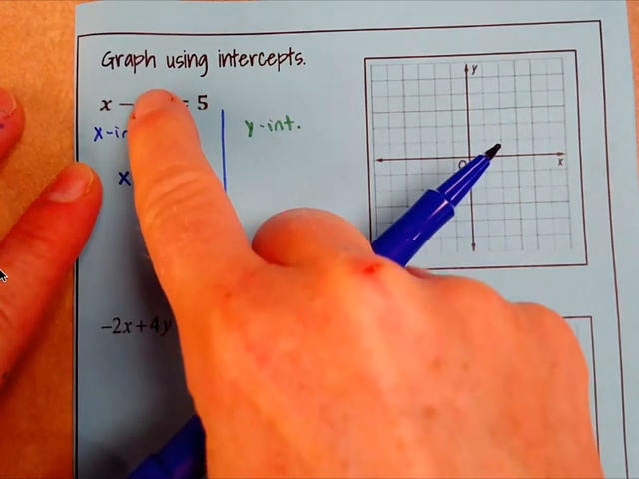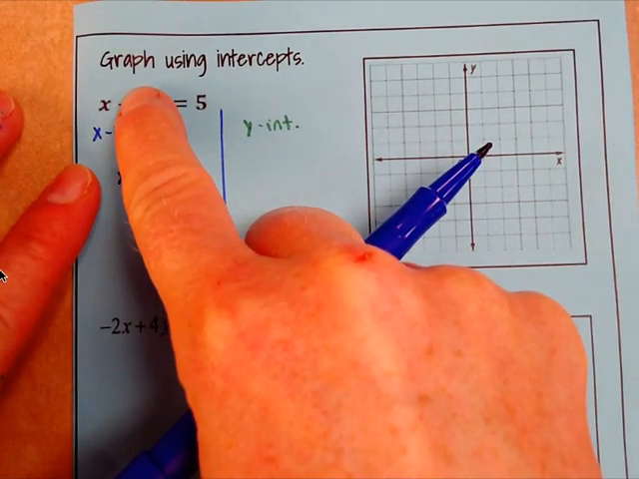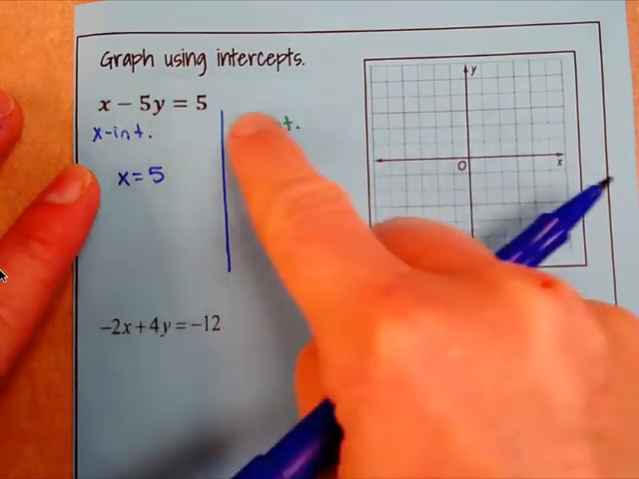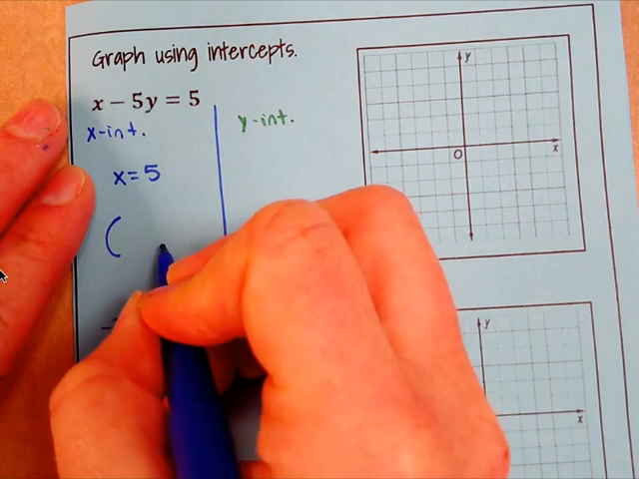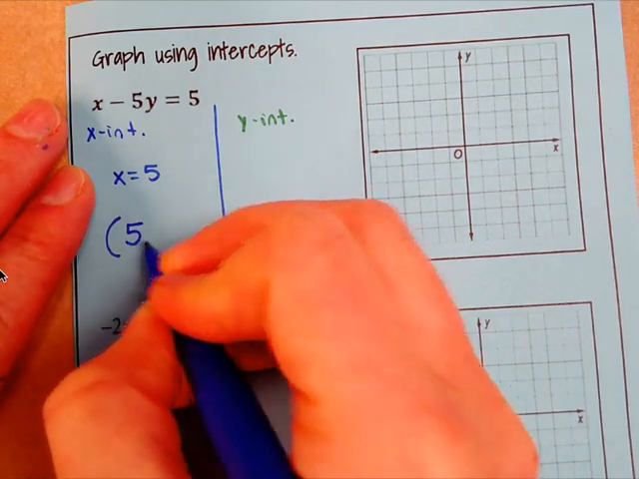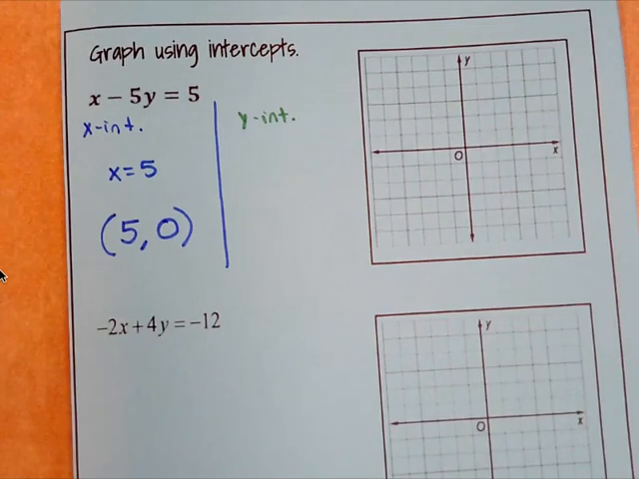So I just covered up the y, which what I'm really doing is making y equals 0 and seeing what's left, x equals 5. Write it as a coordinate though. X is 5 when y is 0. So 5, 0.